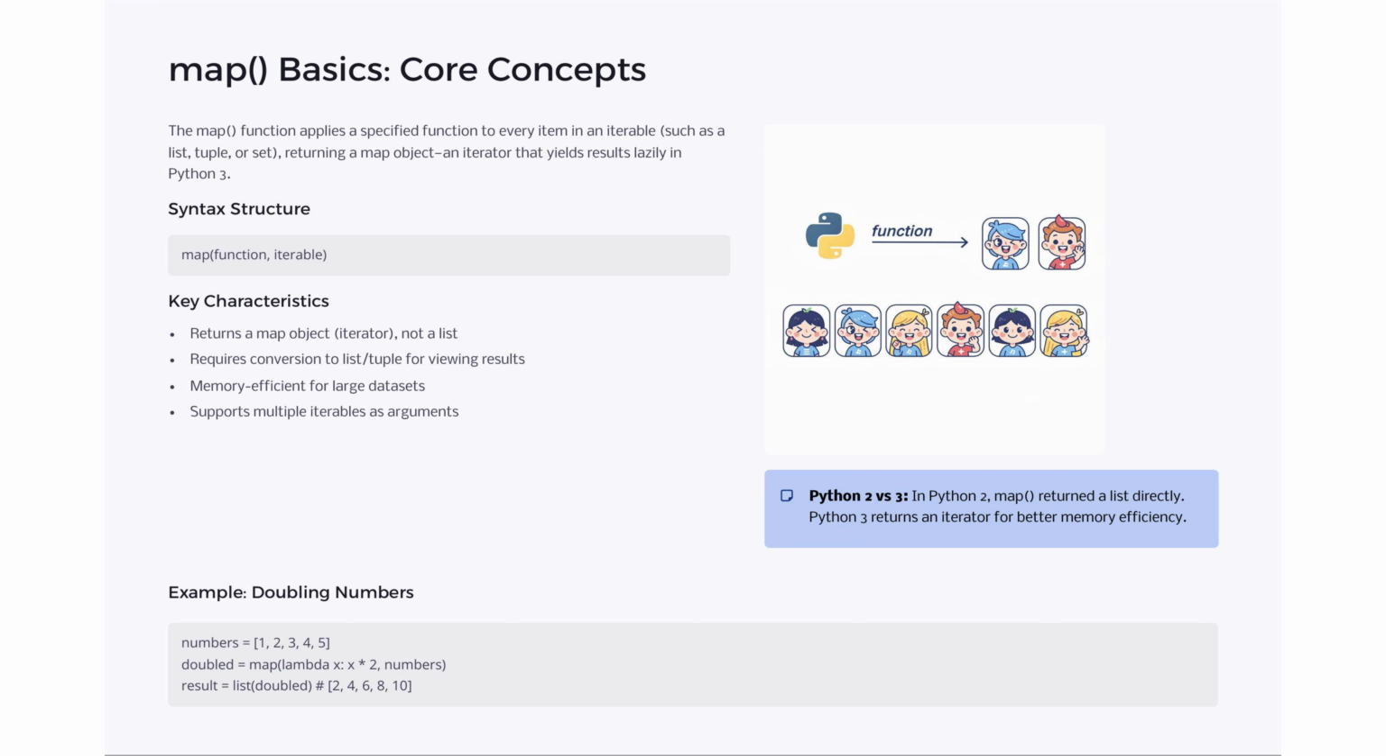The map function applies a specified function to each item in an iterable, returning a map object, an iterator in Python 3. This approach is memory efficient, especially for large datasets, and supports multiple iterables. Unlike Python 2, which returned a list, Python 3's iterator requires conversion to a list or tuple for result viewing.